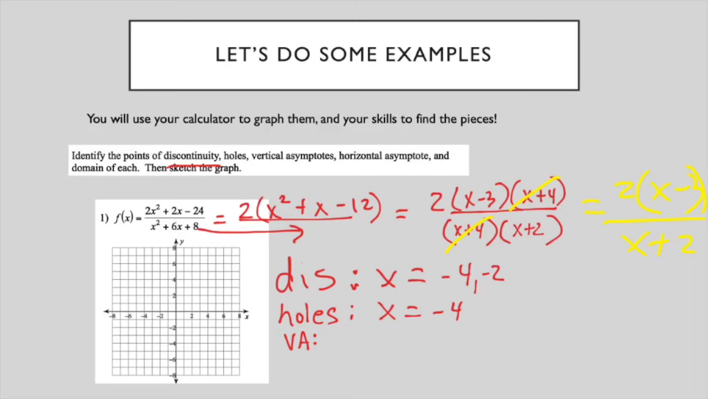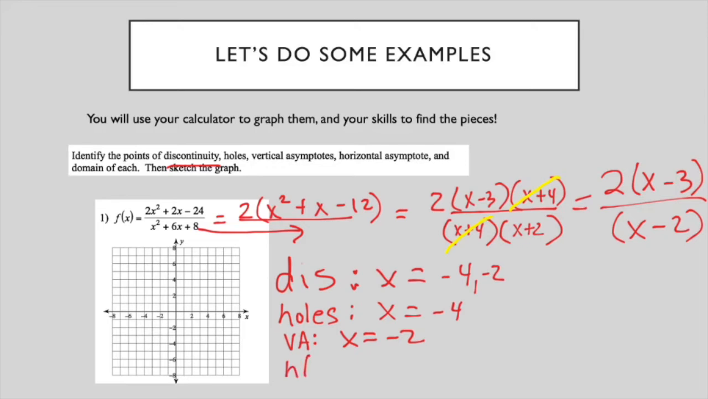Set the denominator equal to 0. So it's going to be negative. All right, so our vertical asymptote is what's left. It's that x, and we set that equal to 0, so it's going to be x equals negative 2. What about our horizontal asymptote, or HA?